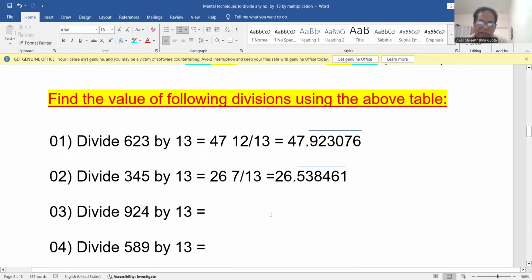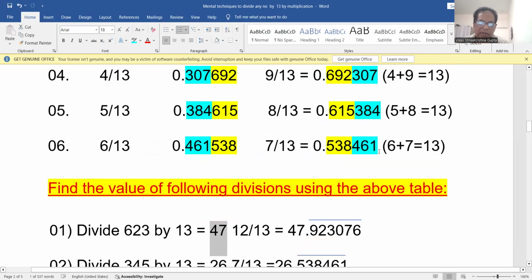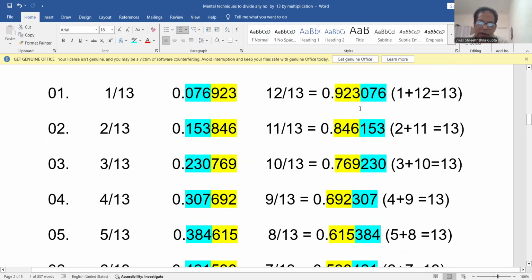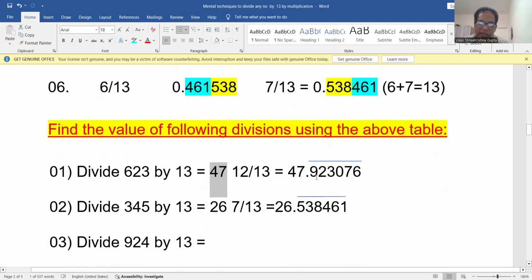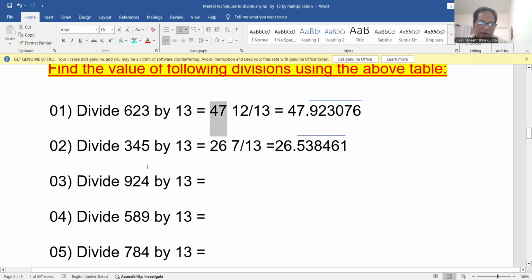Of course, when the number is more than 13, suppose here it is 623 by 13. Now I get a mixed fraction, 47 12 by 13. 47 is the whole number part, or the integral part, and 12 by 13 is the proper fraction. Now what I do, 12 by 13 I know from the table, 12 by 13 is 0.923076. I write this number 0.923076.